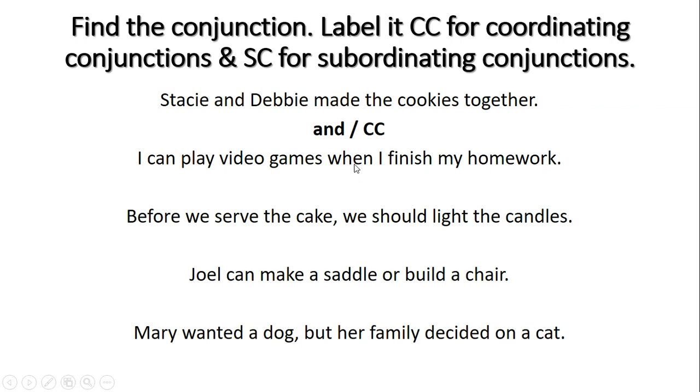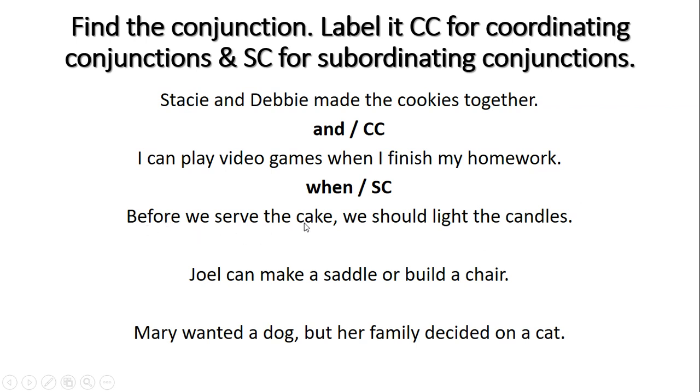And the first word of your dependent clause is always going to be the conjunction. So I can play video games, stop. When I finish my homework, that's my dependent clause. And the first word of your dependent clause is always going to be the conjunction. So when it says find the conjunction, we'd say the conjunction is the word when. And since it's the first word in a dependent clause, we would say that's a subordinating conjunction.